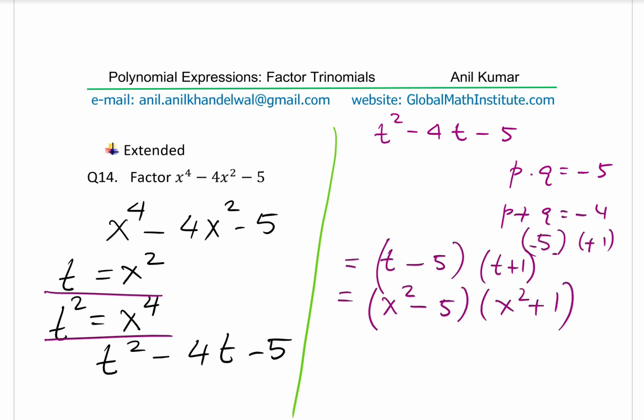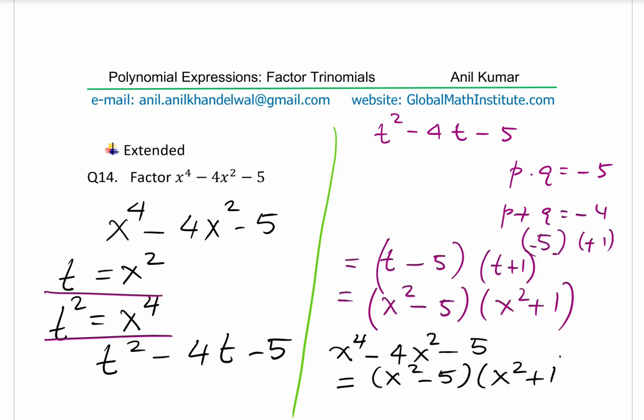And therefore now we can write down the answer, which is x to the power of 4 minus 4x squared minus 5 can be factored and written as x squared minus 5 times x squared plus 1. Does that make sense to you? So that is how we are going to factor it. I hope you find this set of questions interesting and useful.